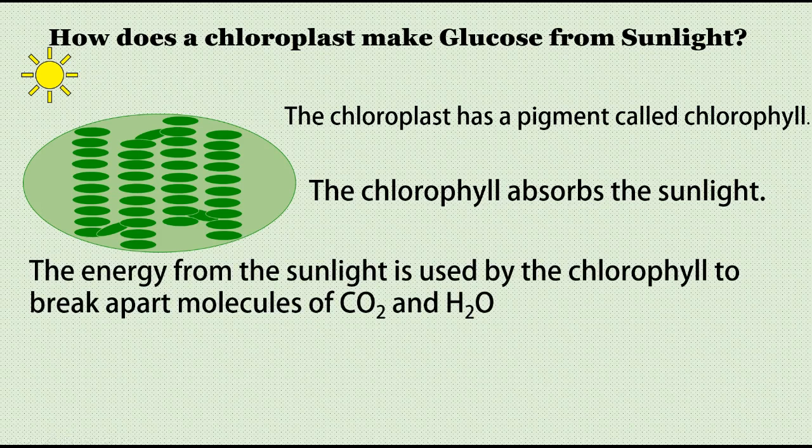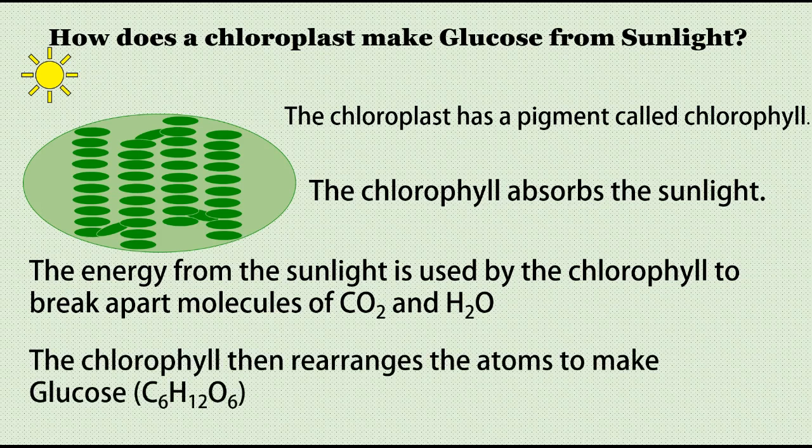The energy from the sunlight is used by the chlorophyll to break apart molecules of carbon dioxide and water. The carbon dioxide enters the plant through the underside of the leaves in a structure called a stomata, and the water enters the plant through the roots. The chlorophyll then rearranges the atoms of carbon dioxide and water and makes glucose.